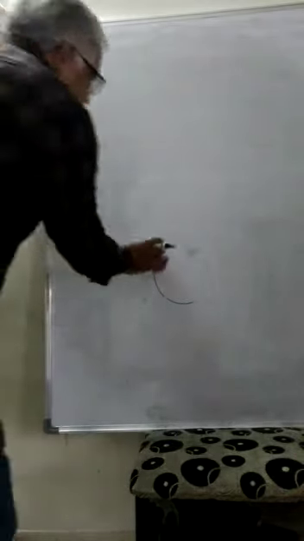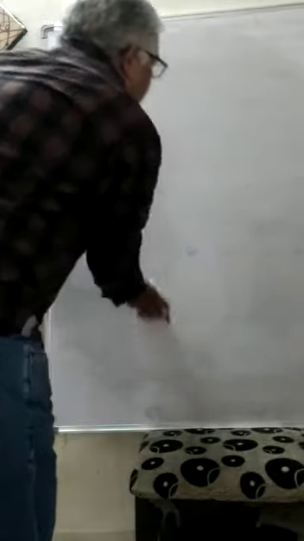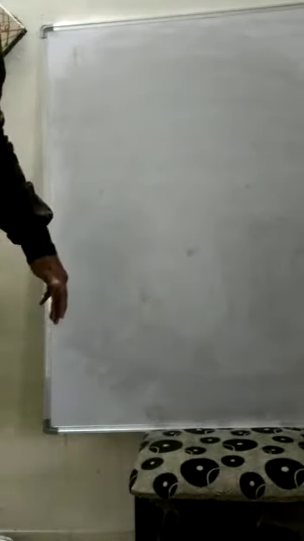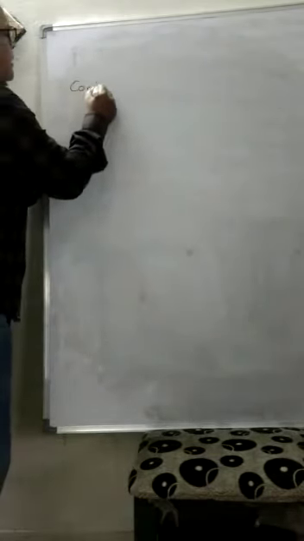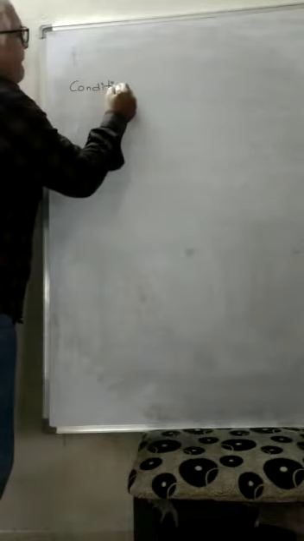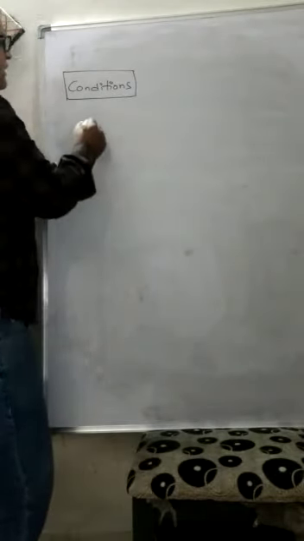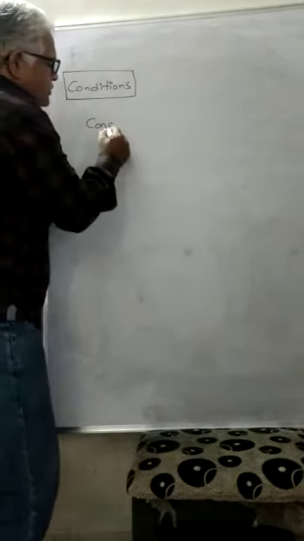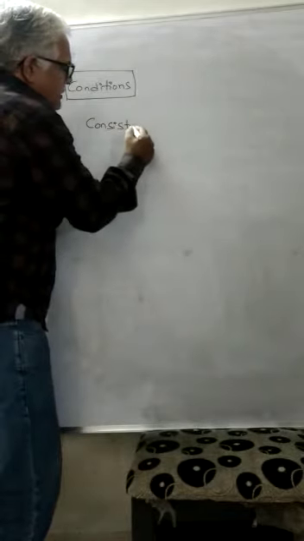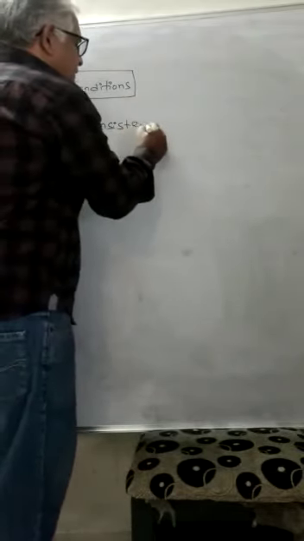This is lesson 2 in linear equations in two variables. Lesson number 2. So we'll see the conditions for the consistency and inconsistency. First, we should understand the word consistency.